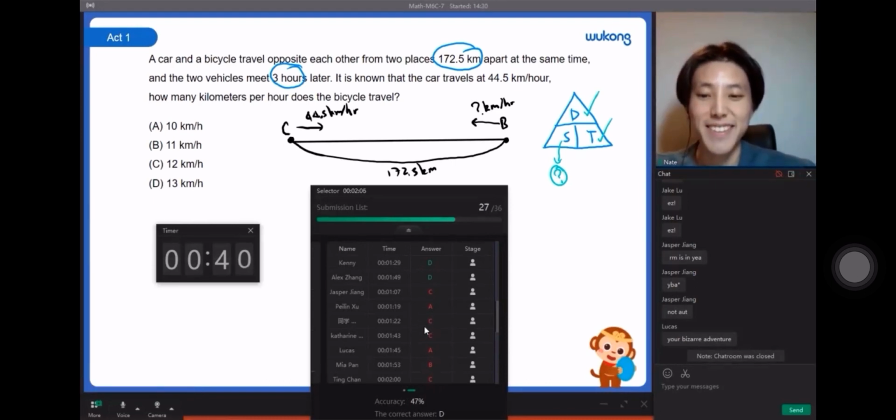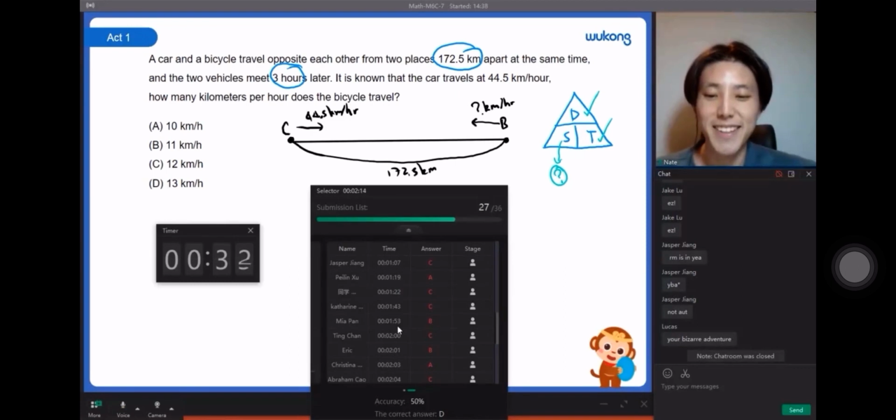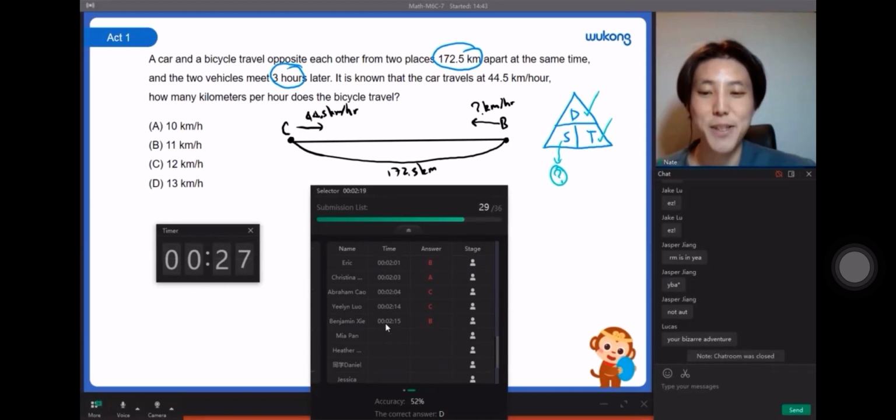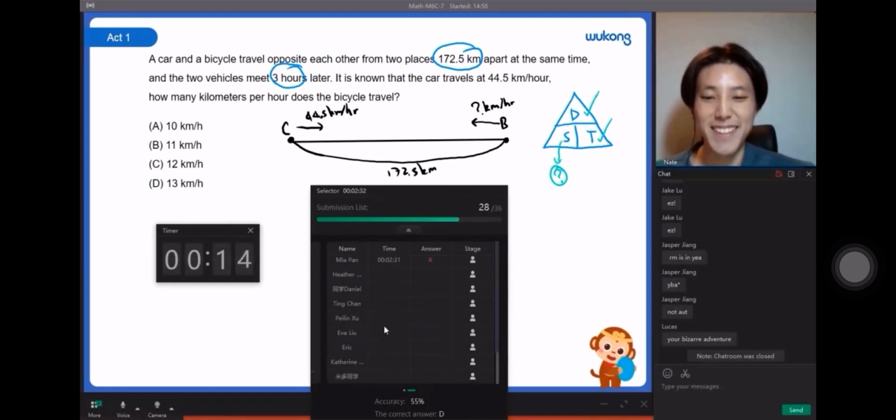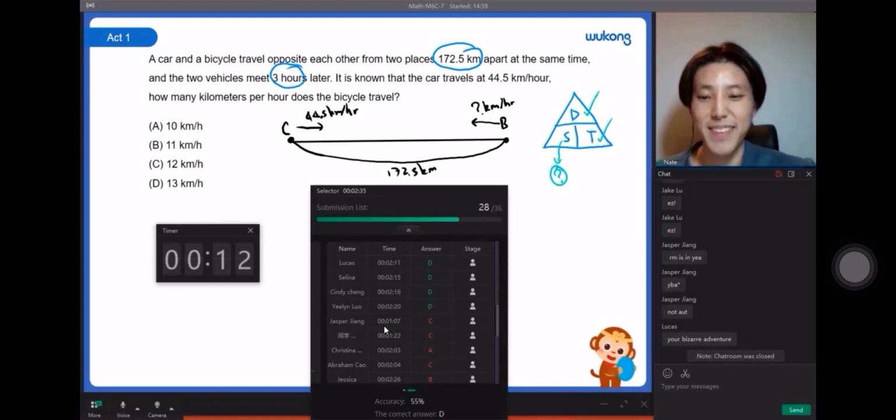Jasper, Paylin, Catherine, Lucas, could you guys please double check? Mia, could you please double check? Ting, Eric, Yilin, Benji, could you please double check? There we go, Yilin. Very good. All right. Yeah, I think it's the decimals that confuse you guys. Very good, Eva. Yes, Catherine. There we go.